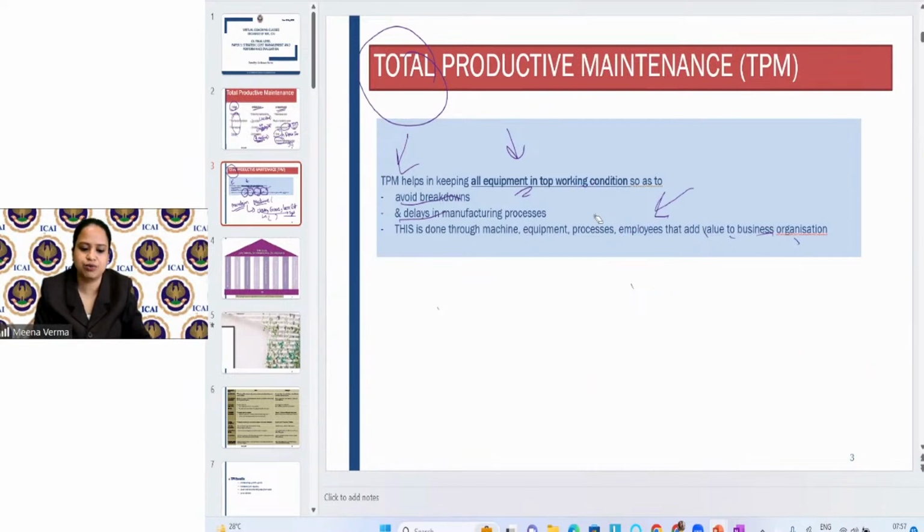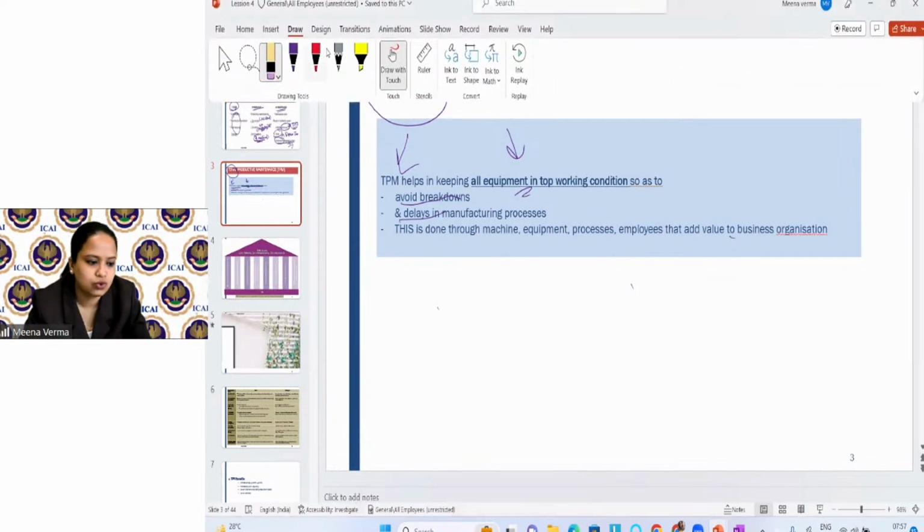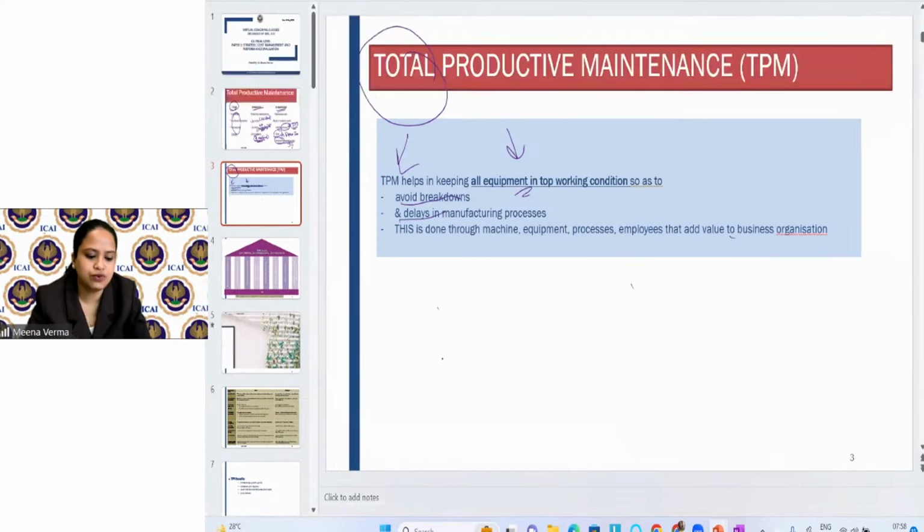Okay, allow me, just give me 1 minute, I'll share. So it will be focused on not just improving the process of the company.